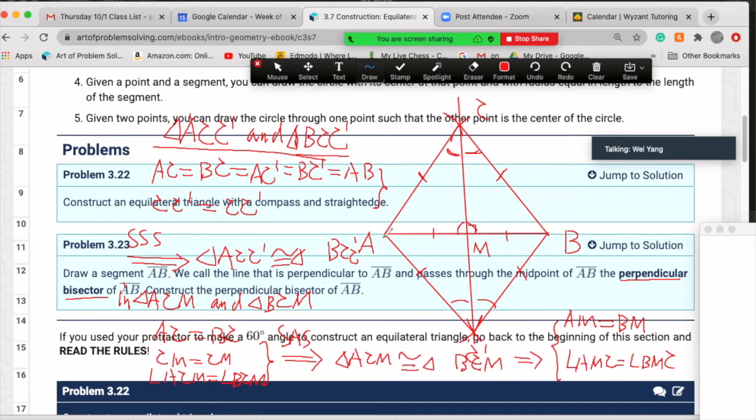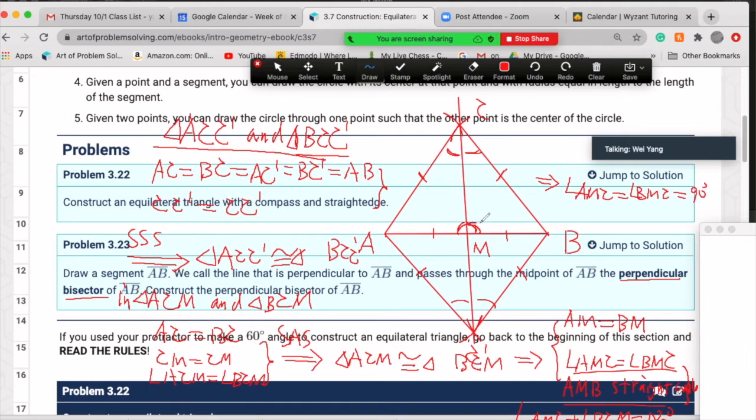Then, AMB is a line, which forms a straight angle at M. So angle AMC plus angle BMC equals 180 degrees, right? Combined with the condition that these two angles are equal, each angle equals 90 degrees. So angle AMC equals angle BMC equals 90 degrees.